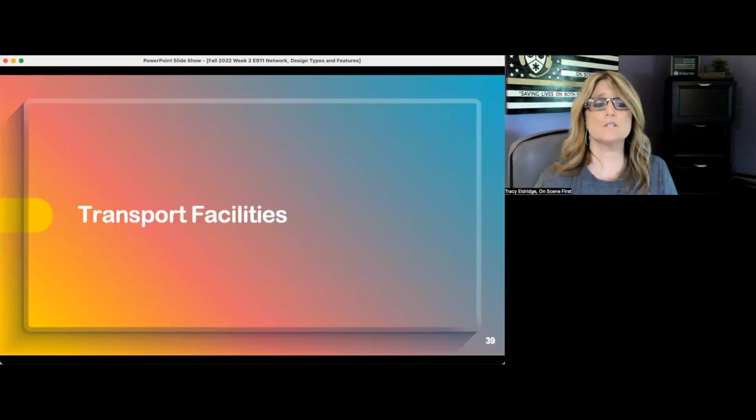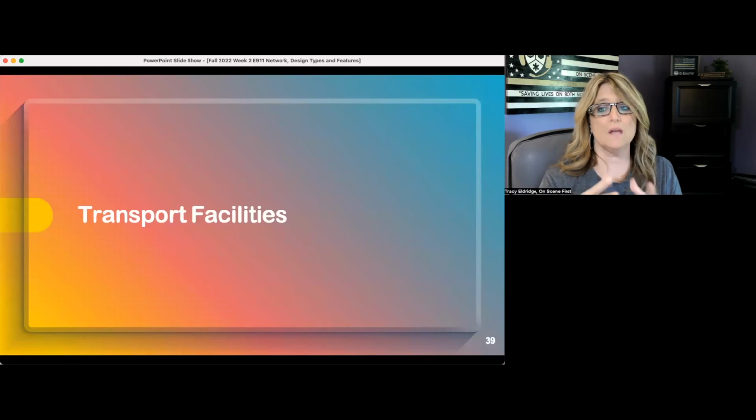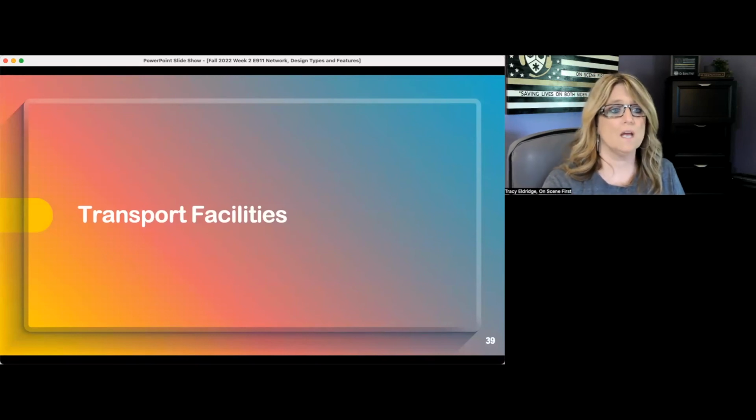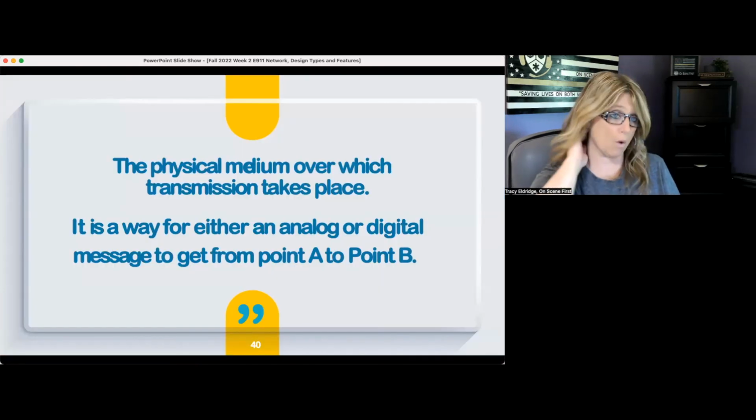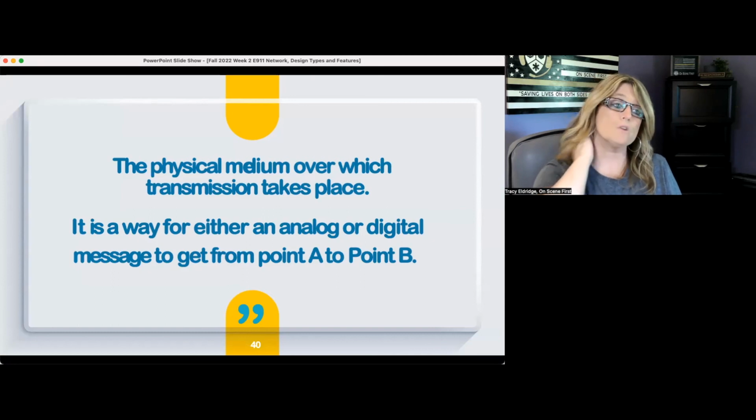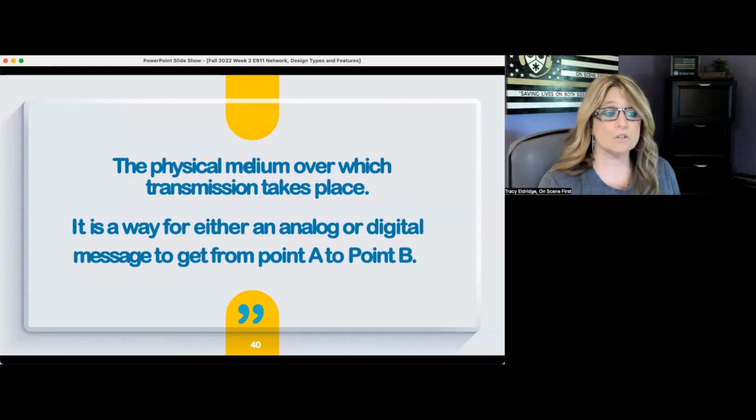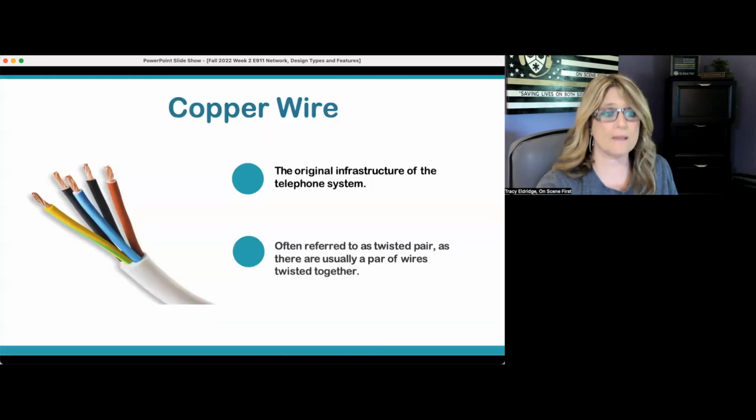So the next section we're going to talk about is transport facilities, not a facility as in a building, but a facility as a mechanism in how to send information through the networks. Transport facilities are the physical medium over which the transmission takes place. It is a way for either an analog or digital message to get from point A to point B. And we have a few different types of these mechanisms.